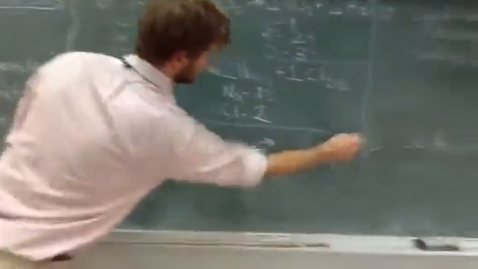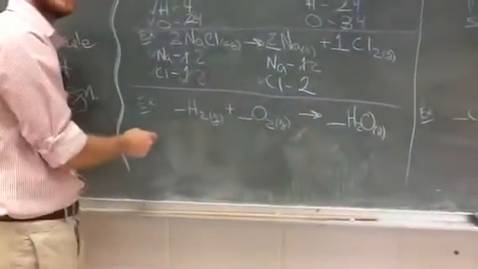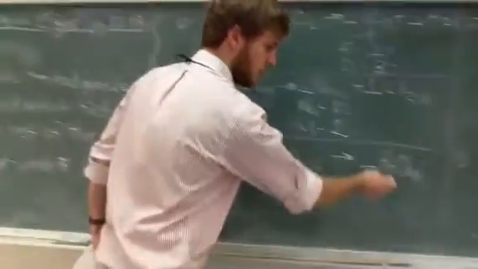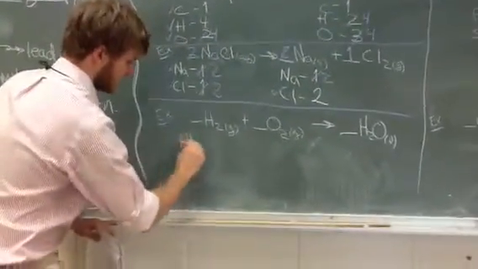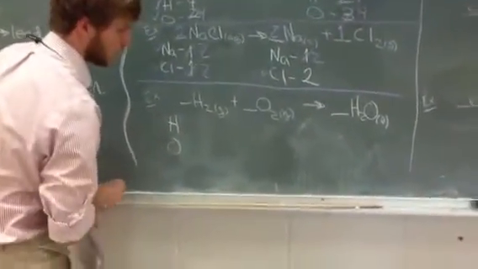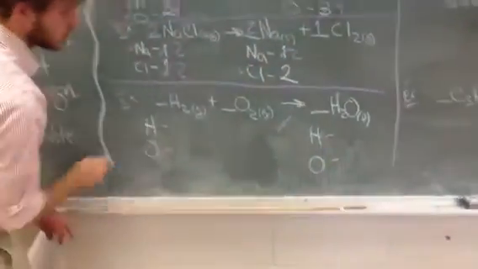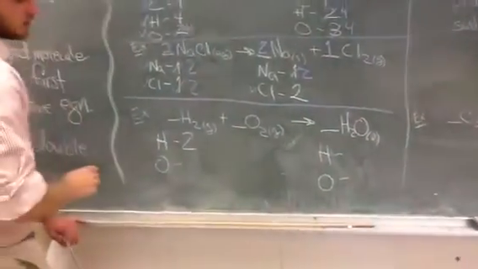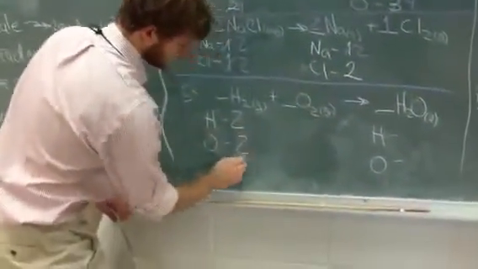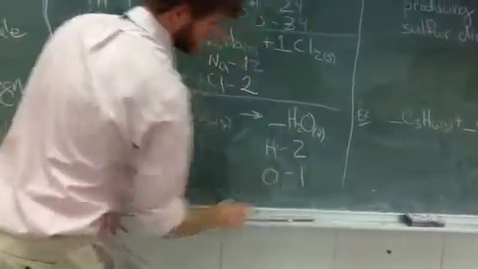Okay, let's check out another one. Hydrogen gas plus oxygen gas, a couple of Brinkelhoff gases, make water. List out the elements. H, O, H, O. What do I got? Well, I've got 2 hydrogens and 2 oxygens. I've got 2 hydrogens and 1 oxygen.